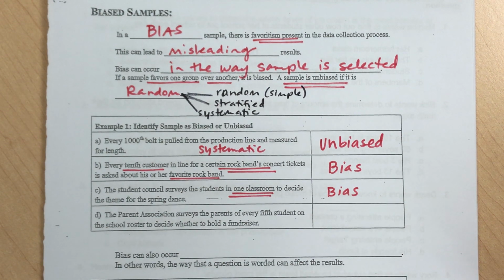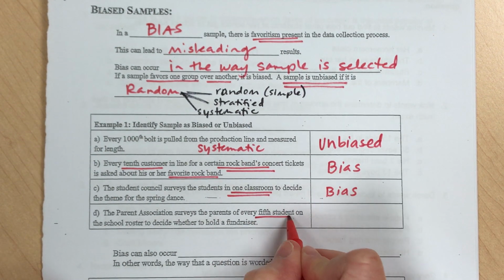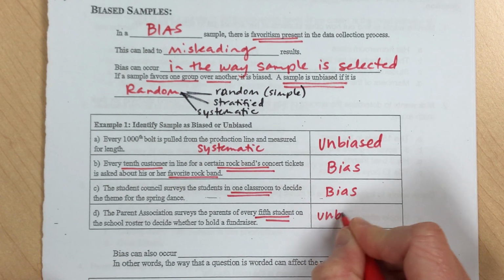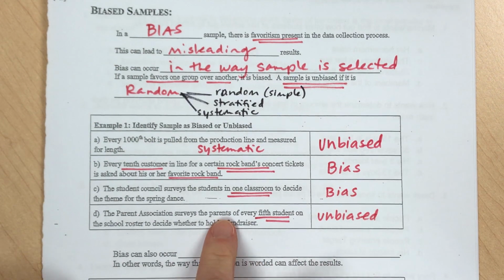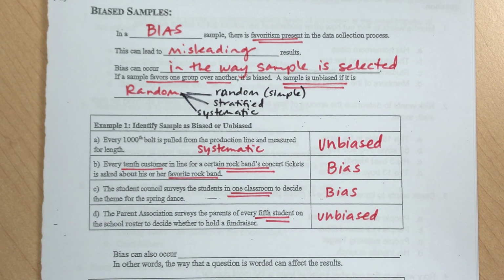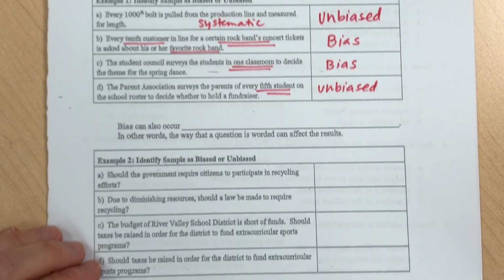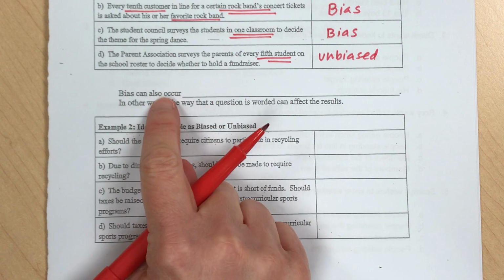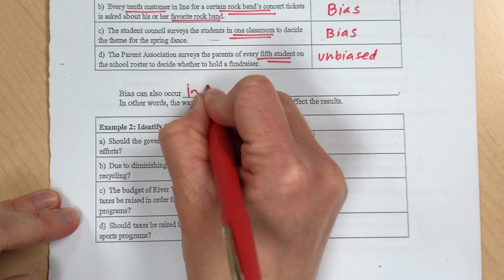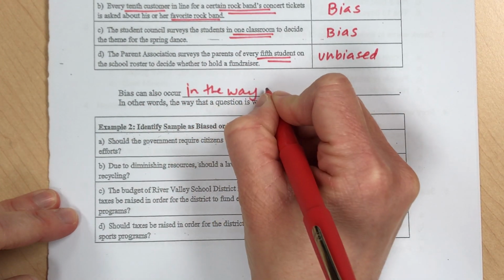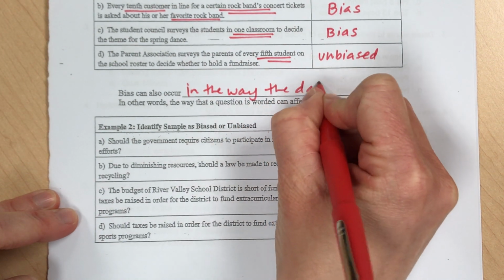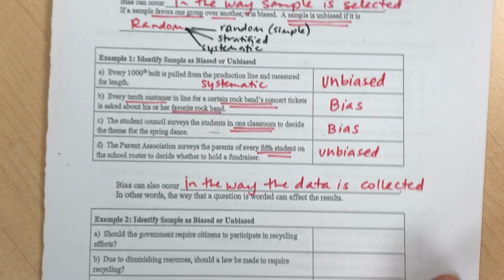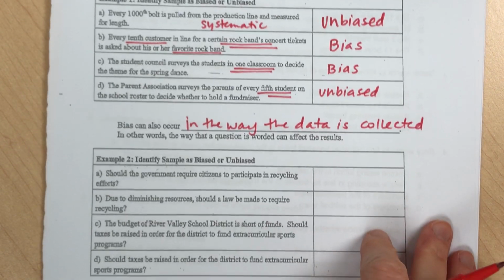Letter D, the Parent Association surveys the parents of every 5th student on the school roster to decide whether to hold a fundraiser. I would say this would be unbiased. It's all the parents, they just survey every 5th one. I think that would be a great way. Now the last couple examples on the page, what we're going to look for is identifying the bias. Now again, bias can occur in the way the data is collected. So not just your method, but how do you actually collect the data?